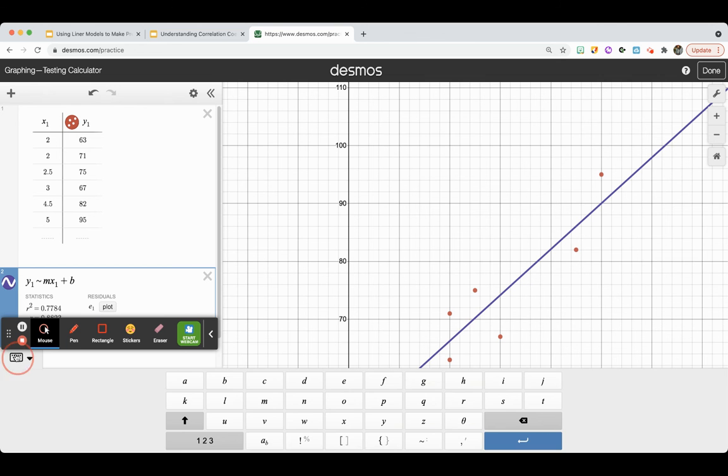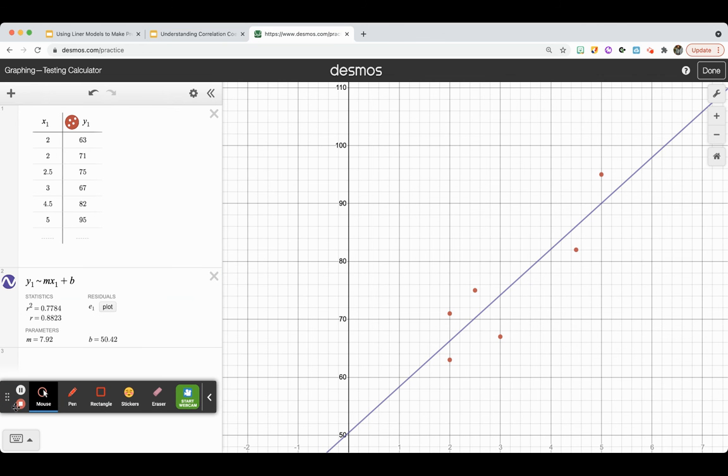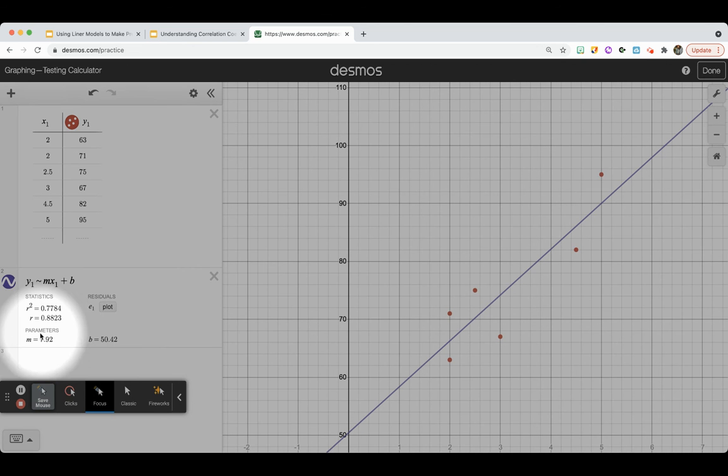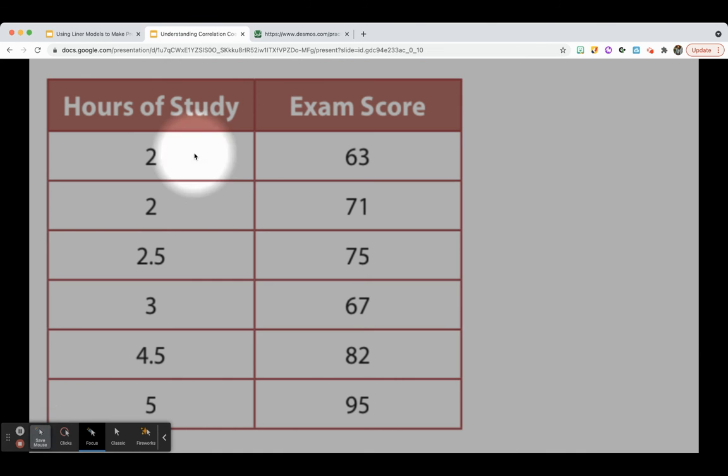Okay, now there are some key features here to look at. And so as you can see right here is, of course, your slope and your y-intercept, but it's also giving some stats information. And yes, it's giving r-squared, and we're going to get to that later, but my r right here is going to be my correlation coefficient, and that is 0.8823.